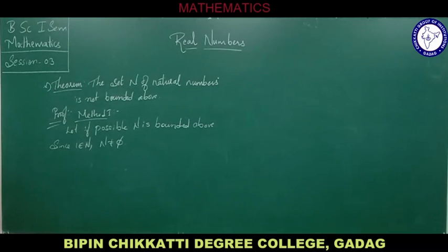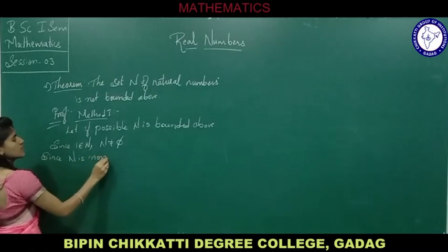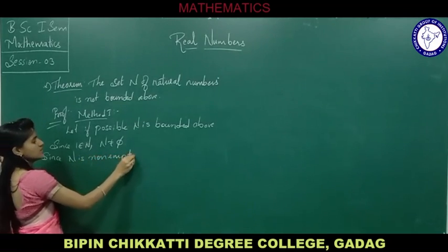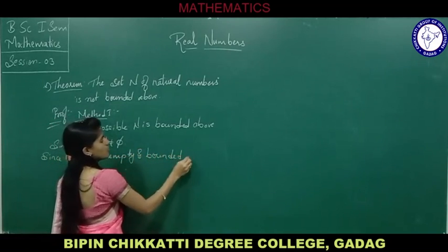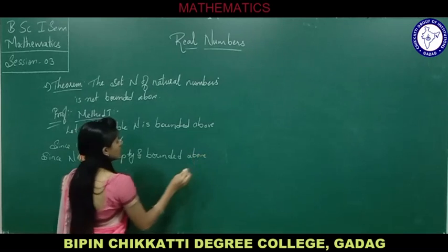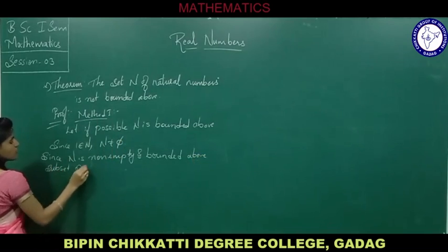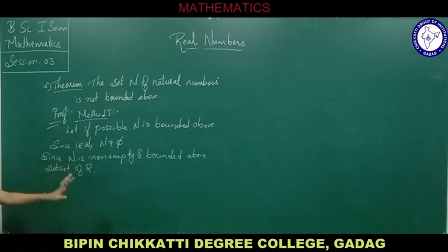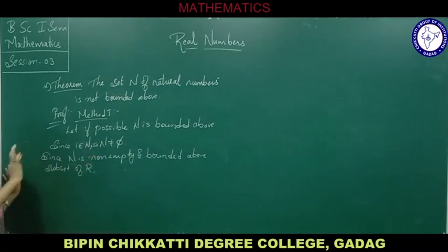Since N is a non-empty and bounded above subset of R. We know N is the set of natural numbers. We know 1 is also natural. 1 belongs to N. It means what is going to happen? So N will not be an empty set.